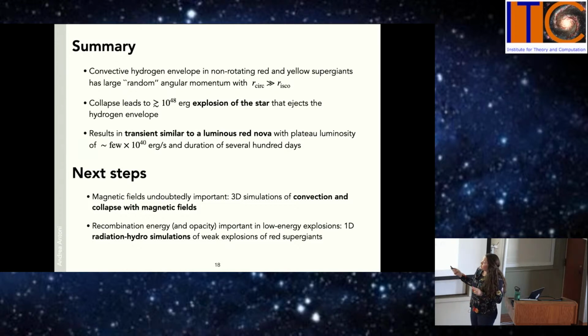So there's two things that we're doing. One is redoing this whole thing but with magnetic fields, because we know magnetic fields are important. And then the other thing is doing 1D light curves with radiation hydrodynamic simulations where we include the recombination energy and the cool temperature opacities that are really needed for the light curves for all of these events. And so what I'm modeling is just a variety of weak explosions of red supergiants that fit within all of these models, so we can start to maybe disentangle the immediate light curve of all of these events that fall in similar parameter space. And so that's all I have.